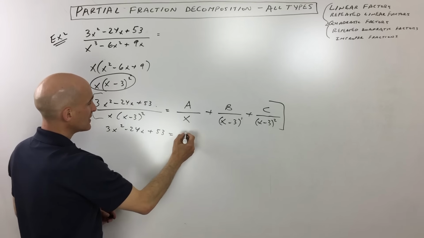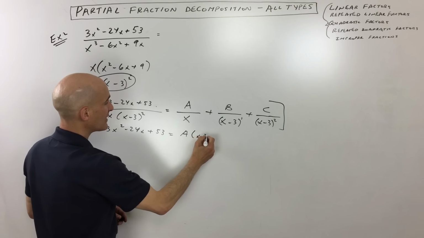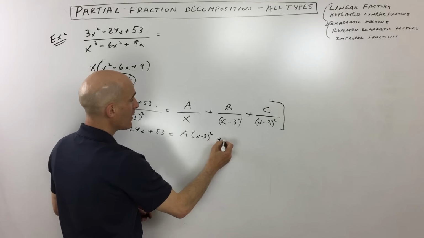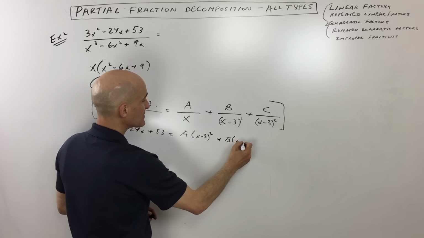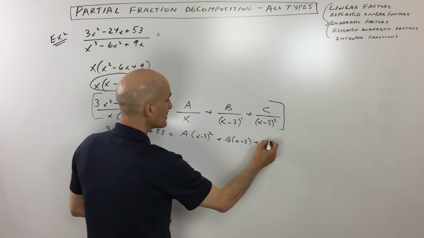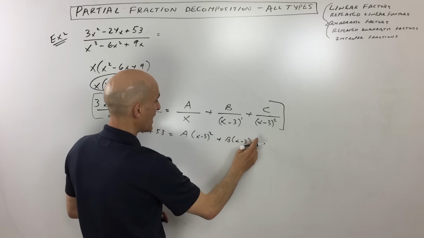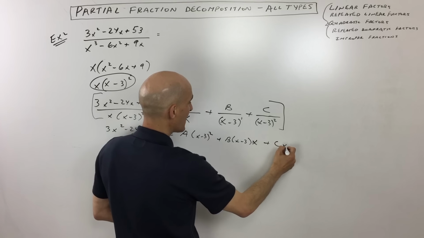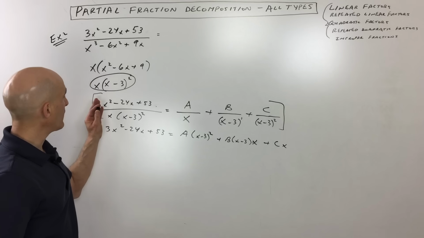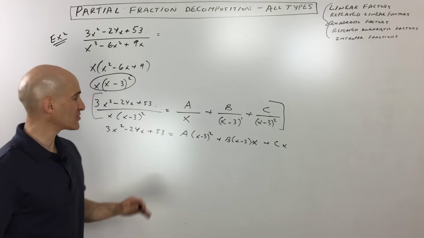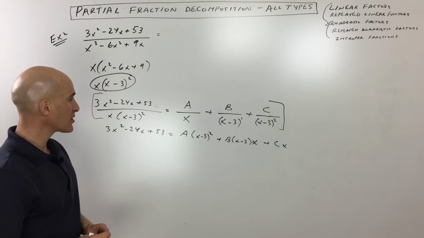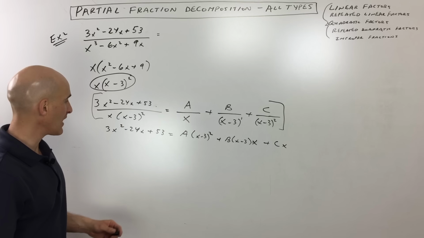Equals a times x minus 3 squared, because you can see the x's are going to cancel one another out, plus b times x minus 3, plus, let's see, also we have an x here, and over here we have plus cx. So we multiplied through by the common denominator to clear the denominators. Now we have something easier to work with, and what we can do here is pick some strategic values. Let's do that method for this one.